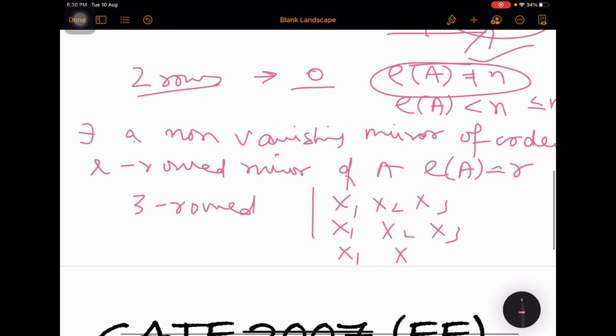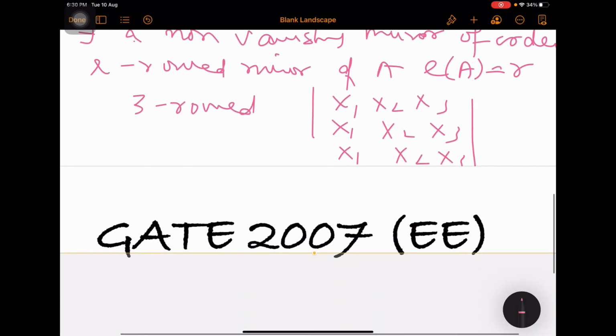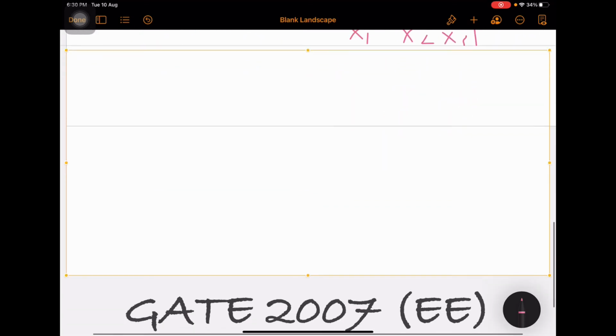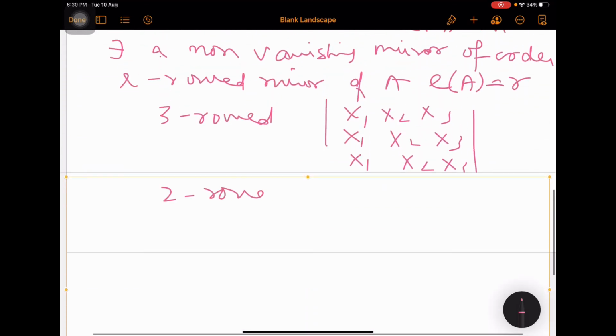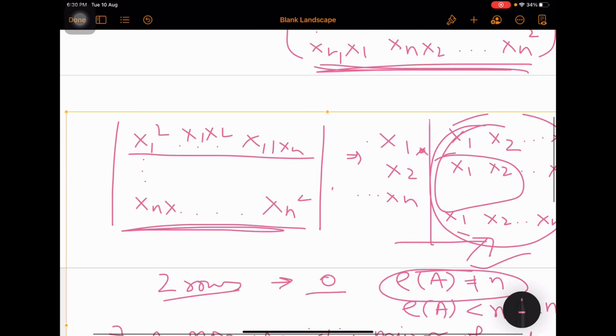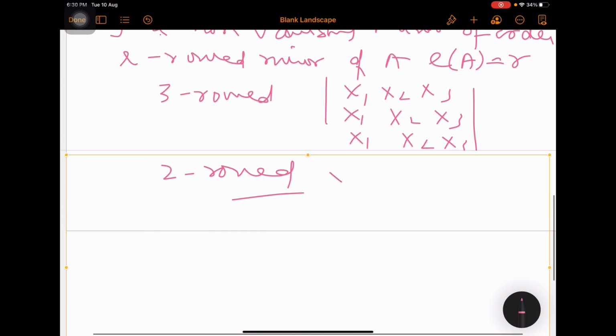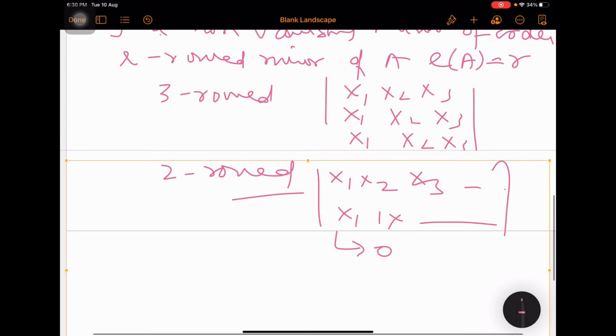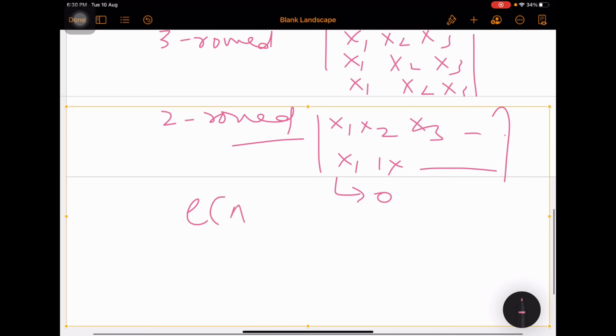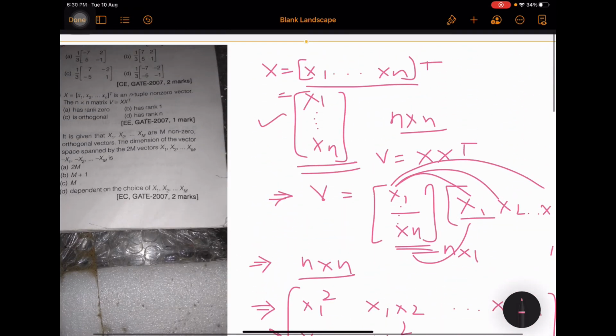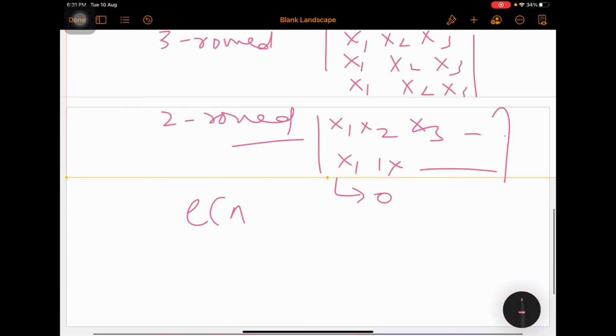So this is again 0, we can clearly see. Similarly when you test for two-row minors, in this matrix if you take any two rows, again you can see that they are identical, so this is also 0. So clearly our rank has to be strictly less than 2. So rank of V will be clearly less than 2, that is, rank of V will be less than or equal to 1, right?